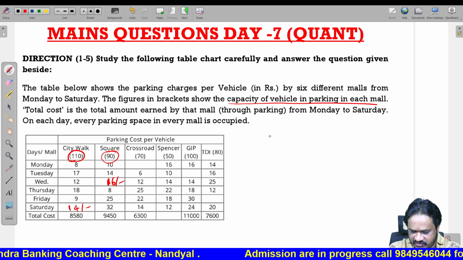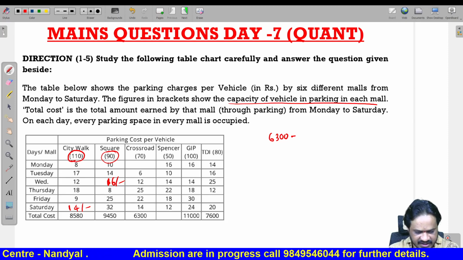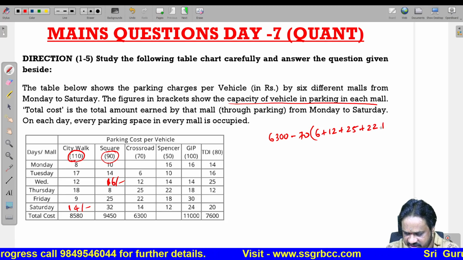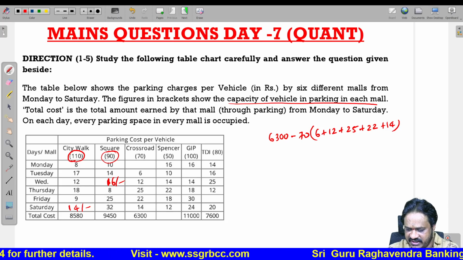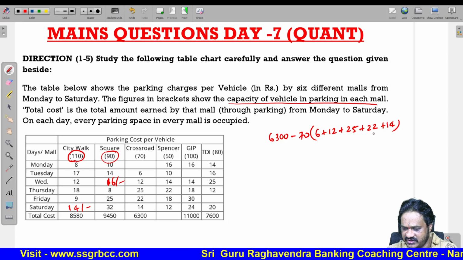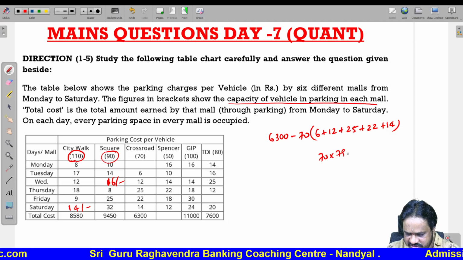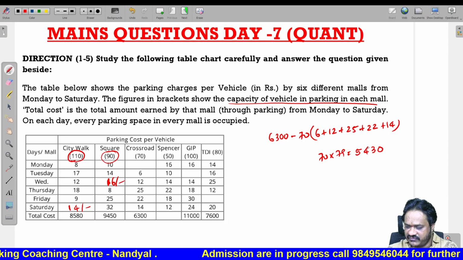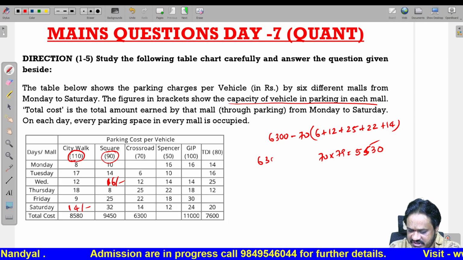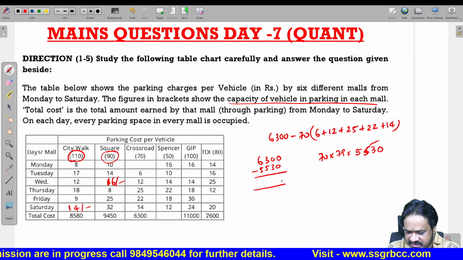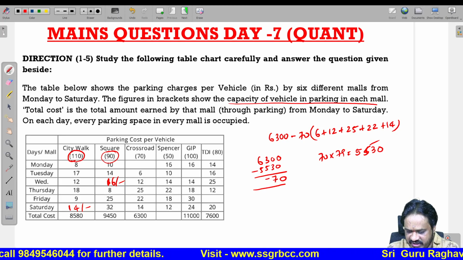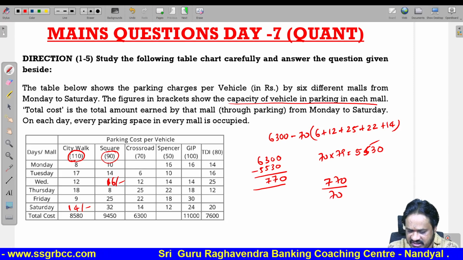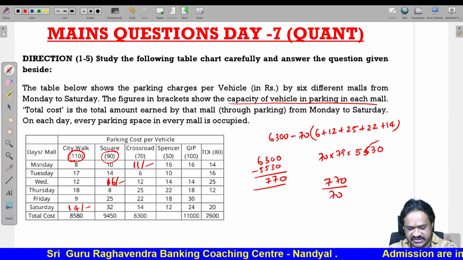In Crossroad, the same method we are going to use. 6,300 minus 70 into 6 plus 12 plus 25 plus 22 plus 14. Now 6 plus 12, 18. Now if you do this total, see 18, 33, then 55, 79. 70 into 79. What is 70 into 79? It is 5530. So 6300 minus 5530 gives 770 rupees we are getting by parking 70 vehicles. So each vehicle cost is 11 rupees. This is 14, 16, 11.